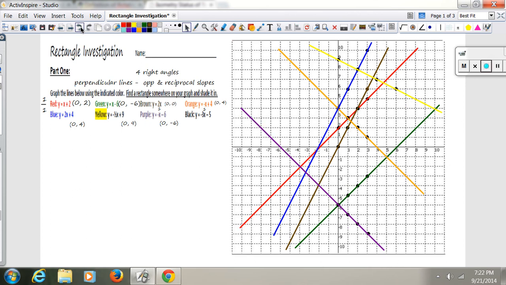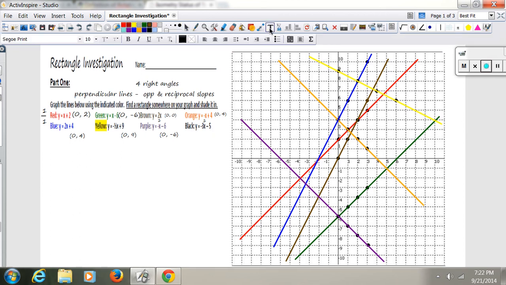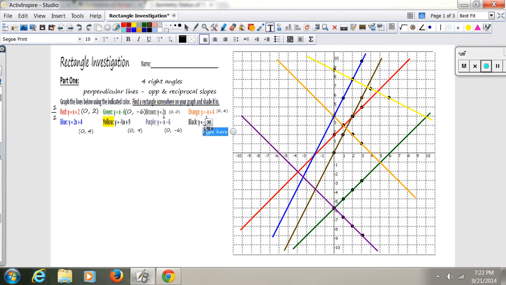Okay, so there's our purple line. And we have one left, a black line, and that would be at (0, -5), where we're going to start. That would be our beginning point, (0, -5). And that has a slope of -3 over 1.